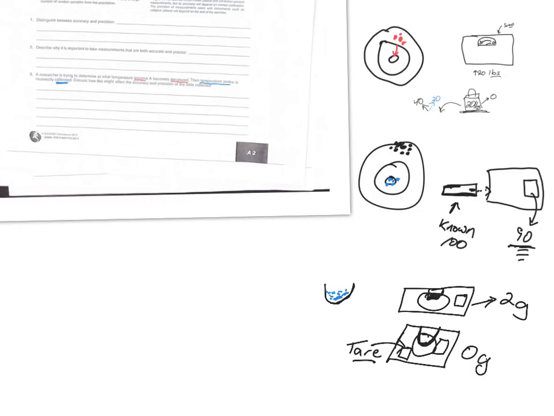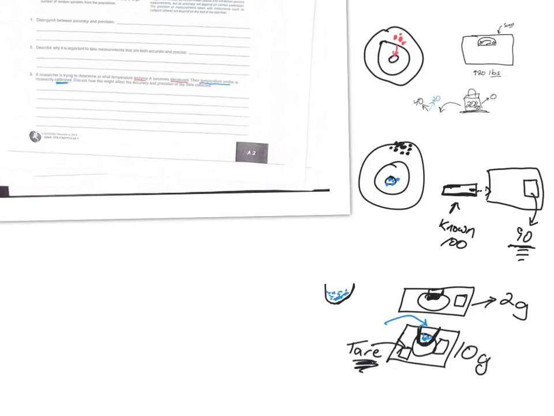Now, of course, the cup has some mass, but because you pushed TAR, it zeroed it out. So anything you put in it other than the cup is going to be the mass of whatever's in the cup. So when you add the stuff in it, and it says 10 grams, then you know those 10 grams is the mass of the stuff that was in the cup, because you've already accounted for the mass of the cup by pushing TAR.